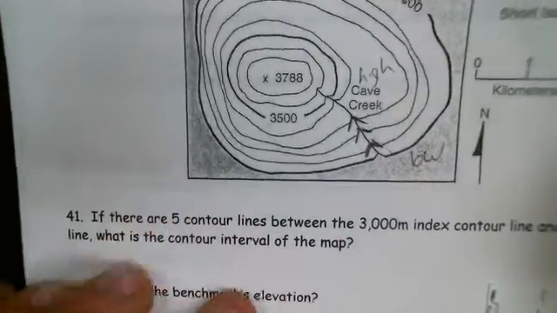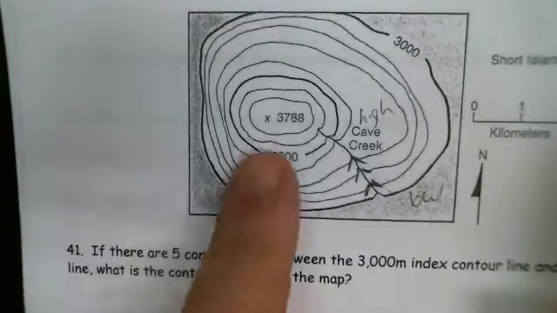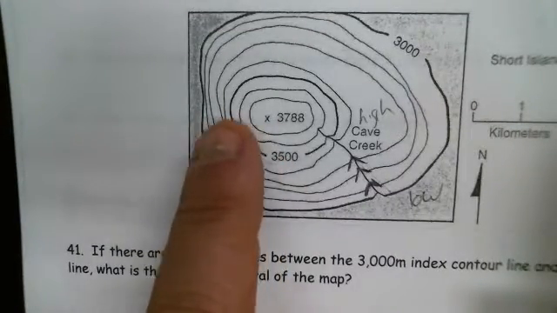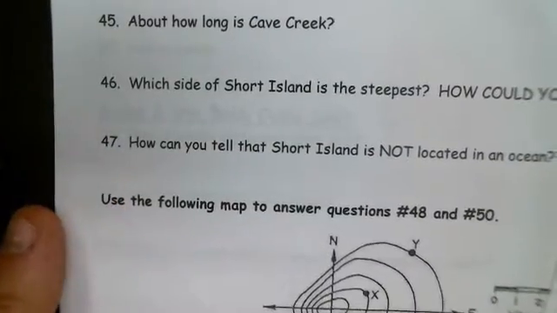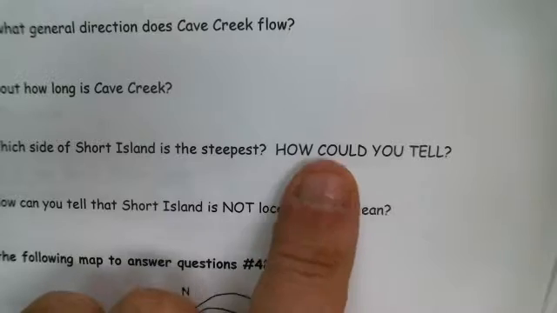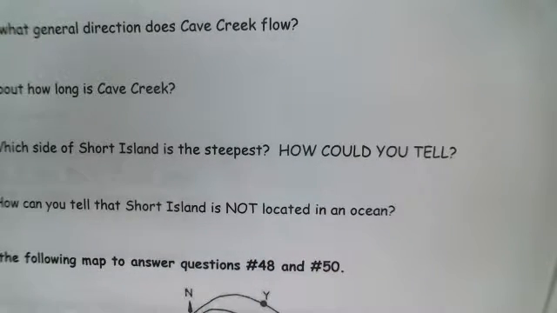Number 46, what side of Short Island is the steepest? We find that out by where the contour lines are the closest together. And I'd say in this area on the west-hand side. The west side. How can you tell? The lines are closest together.